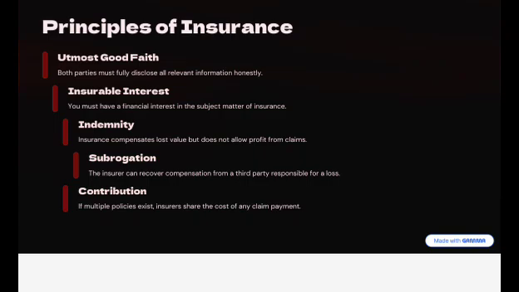A typical example is when a person can insure their own house or car, but not their neighbor's, because they do not have an insurable interest in the neighbor's property. It is not the person's property, it is their neighbor's.